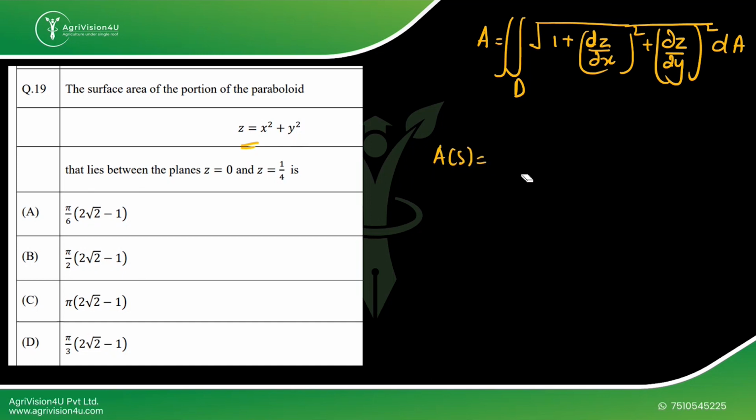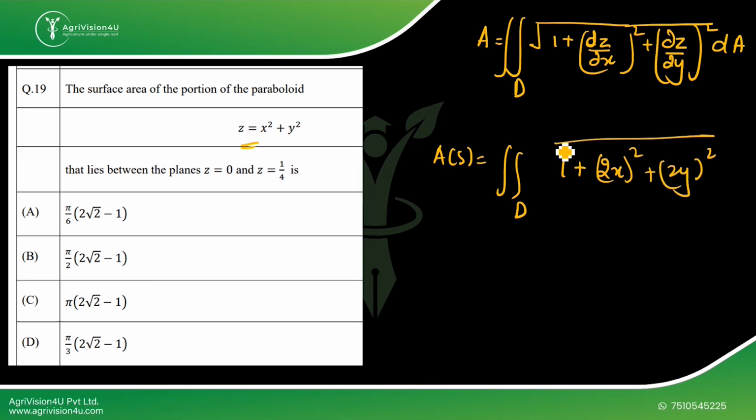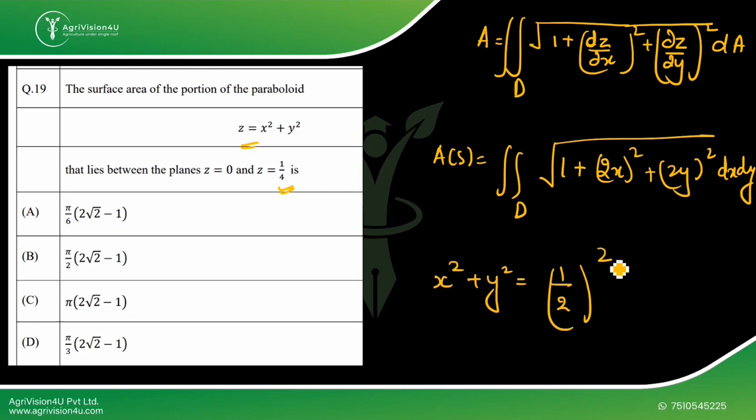Now it is under the root of 1 plus dou z by dou x, which will be 2x whole square, plus 2y whole square, right? And what is dA? dA will be dx dy. So if you convert this to the xy plane, you will get x square plus y square equals z, which is given as 0 to 1 by 4. So if you write the value, you will get 1 by 2 whole square.